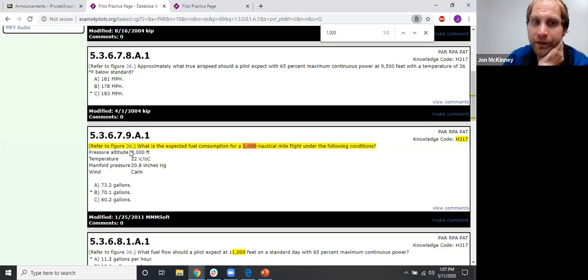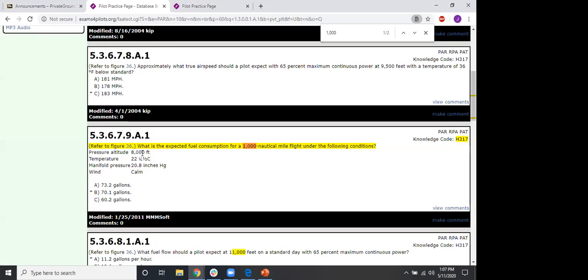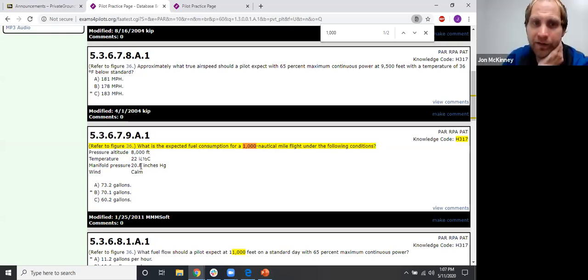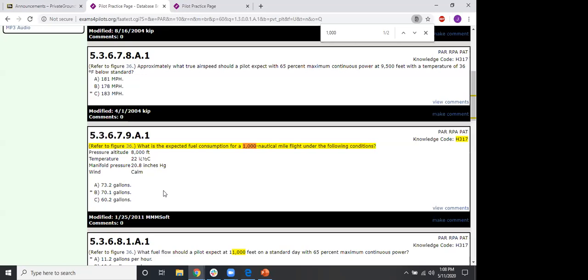Is this what you're looking at? Yes. Pressure altitude is 8,000. Temperature is 22 Celsius. Manifold pressure 20.8 inches. Wind is calm. Are we all on the same page here? Yeah, that's what we're looking at.